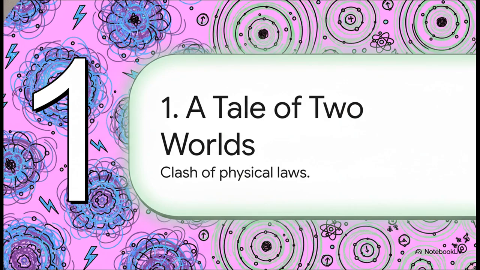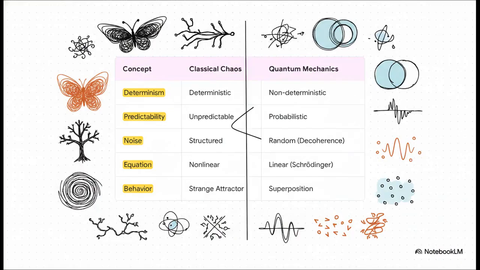Okay, let's set the stage. It's time to meet the two main characters in our story. You've got the wild, untamable world of classical chaos and the immensely powerful yet incredibly delicate world of quantum mechanics. Just look at this table. It really lays out the fundamental conflict, right? The differences are just so stark. Chaos is deterministic. It follows rules, but it's still unpredictable. Quantum mechanics? Totally probabilistic. Chaos comes from nonlinear equations, while the quantum world is run by linear ones. They are, in almost every single way you can measure, polar opposites.